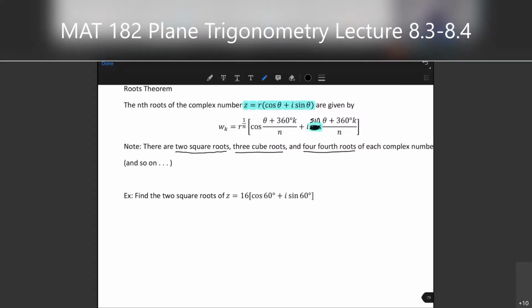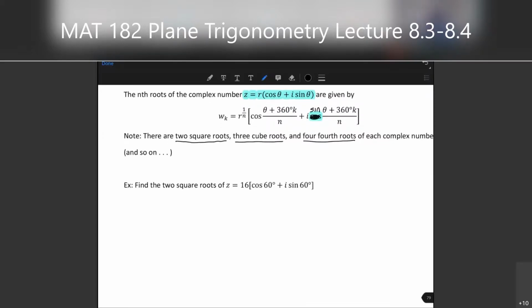So let's take a look at the first example, and we'll walk through how to use this formula. We want to find the 2 square roots. So we're getting solutions of our complex number.